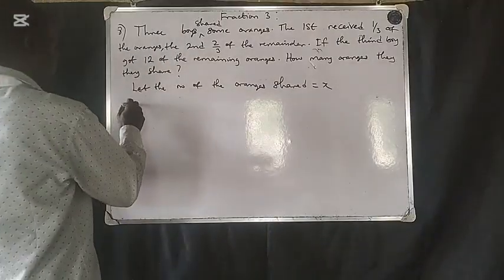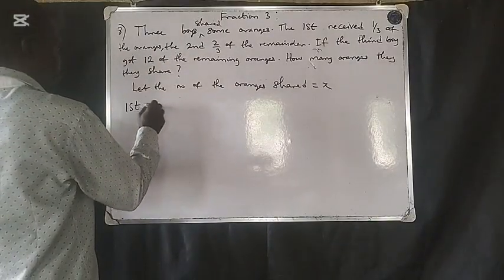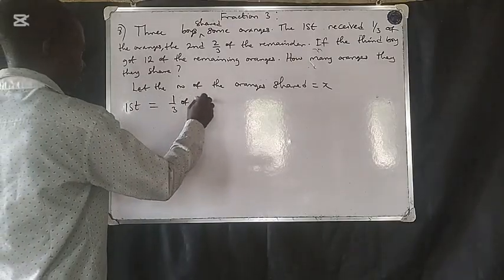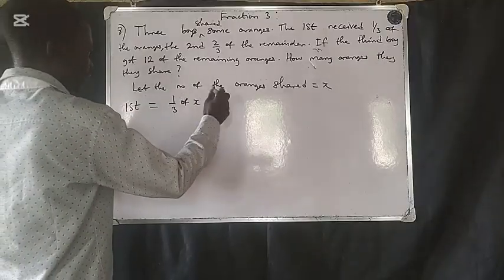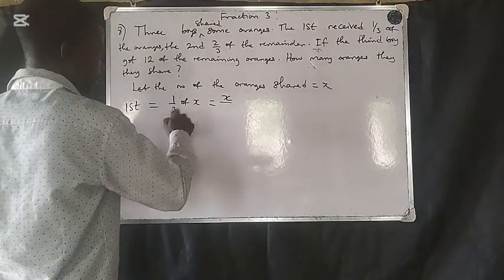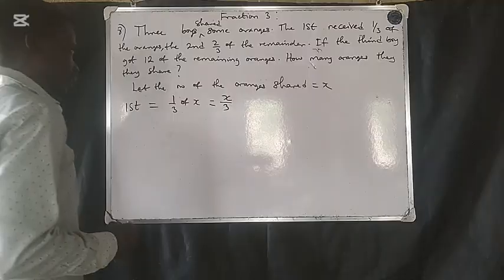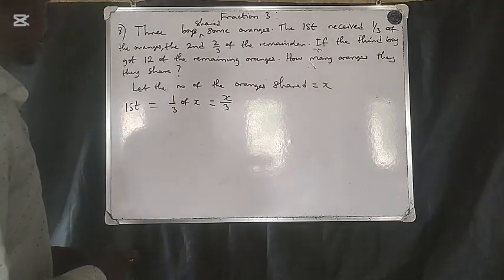So the first boy got 1 over 3 of x. 1 times x, that will be x. 3 times 1, that will be 3. So the first person got x over 3.